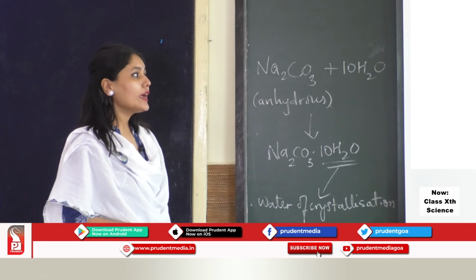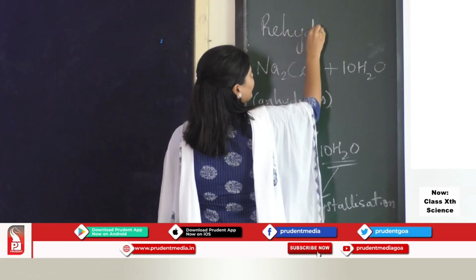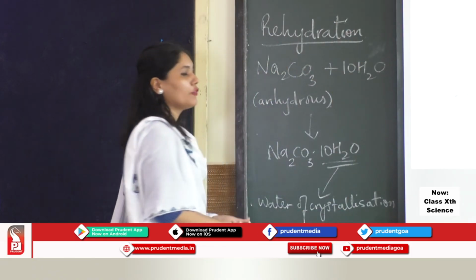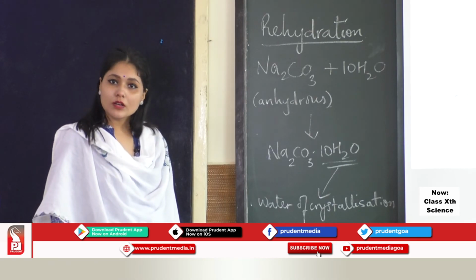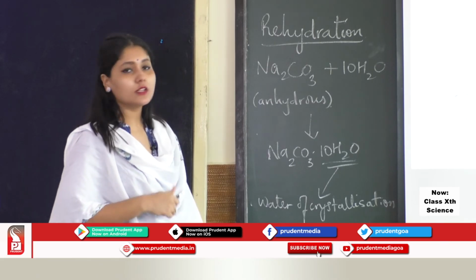Washing soda is obtained by, so in this process what we have written over here, what are we doing? We are rehydrating. So here rehydration of anhydrous sodium carbonate is giving us sodium carbonate decahydrate, that is your washing soda.